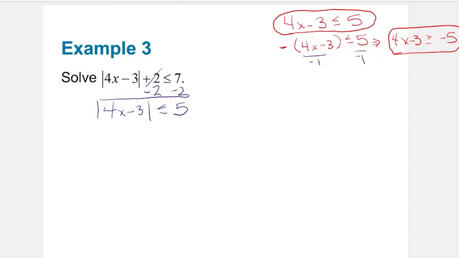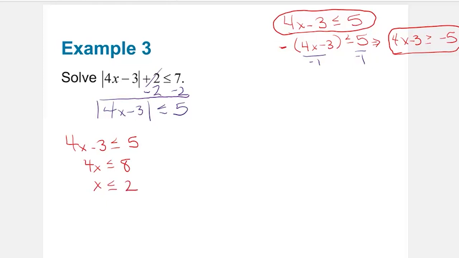Okay, so let's do the first one. So we have 4x minus 3 is less than or equal to 5. I add 3 to both sides. I'm not going to show every step. If I add 3 to both sides, I get 8. If I divide both sides now by 4, I get x is less than or equal to 2.